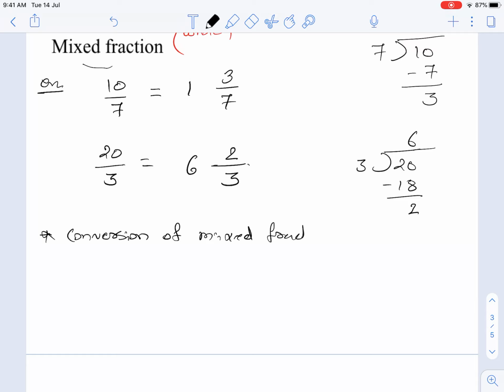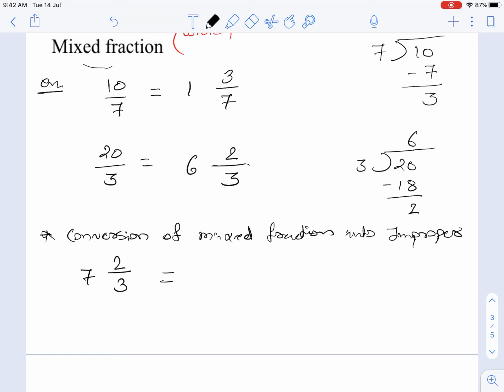mixed fraction into improper fraction. For example, if you have a number that is 7 2 upon 3, now this is a mixed fraction. How to read it? 7 2 by 3. Now I want to convert this mixed fraction into an improper fraction. So what do I have to do? Before that, make it clear what this 7 2 upon 3 means: this 7 is the whole part and this is 2/3 part of the remaining.